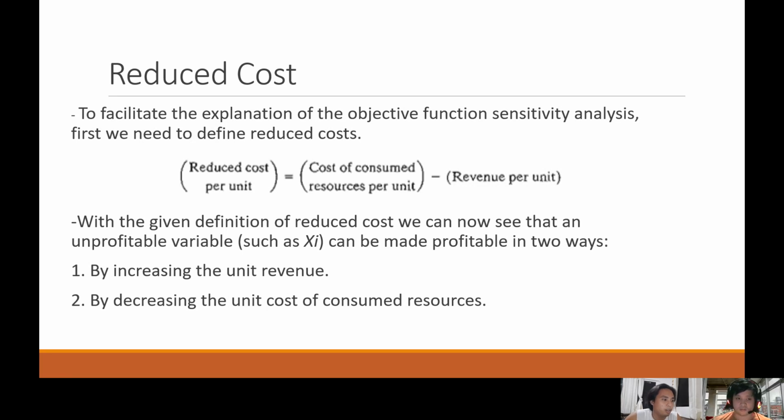So reduced cost. It is to facilitate the explanation of the objective function sensitivity analysis. First, we need to define the reduced cost. So reduced cost per unit is equal to cost of consumed resources per unit minus revenue per unit. Given the definition of reduced cost, we can now see that an unprofitable variable such as x_j can be made profitable in two ways. First, by increasing the unit revenue, and second, by decreasing the unit cost of the consumed resources.